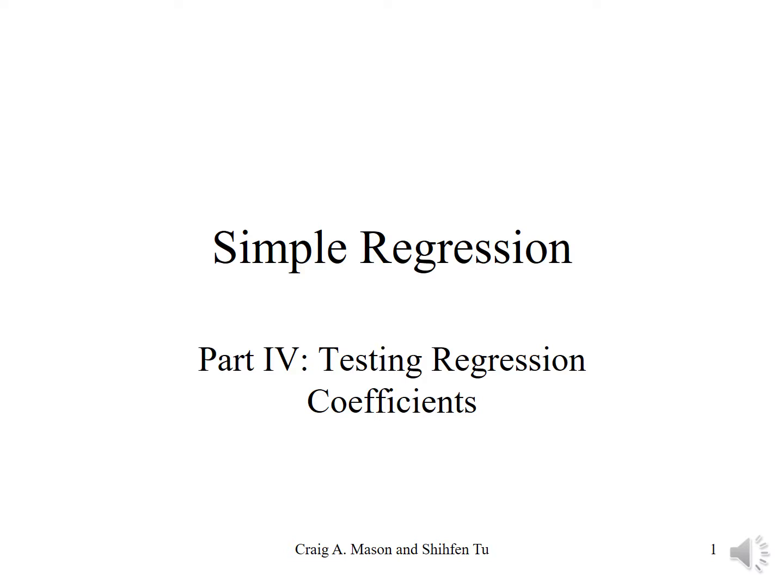In this fourth video on simple regression, we'll examine how one statistically tests a regression coefficient. In the previous video, we discussed using regression to partition the variance in our outcome variable so that it was divided between the variability related to our regression model and that residual variability that we didn't understand, at least yet.